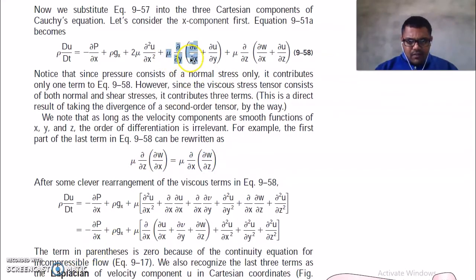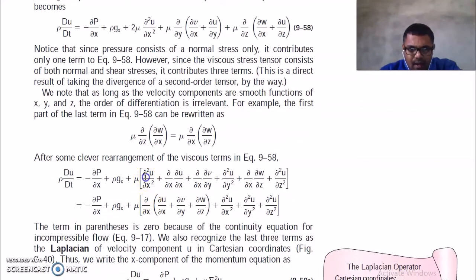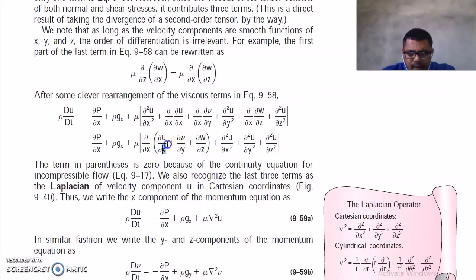For the first part of this term, you can interchange del by del x, and this equation you can write as this also. For the other half part, these two are the same. So if you add these two, it becomes the same as 2 times del square v by del x square. Means this equation can be written in this form. Now take del by del x outside, take common, you will get this form. The term in the bracket is 0 because of the continuity equation for incompressible flow.